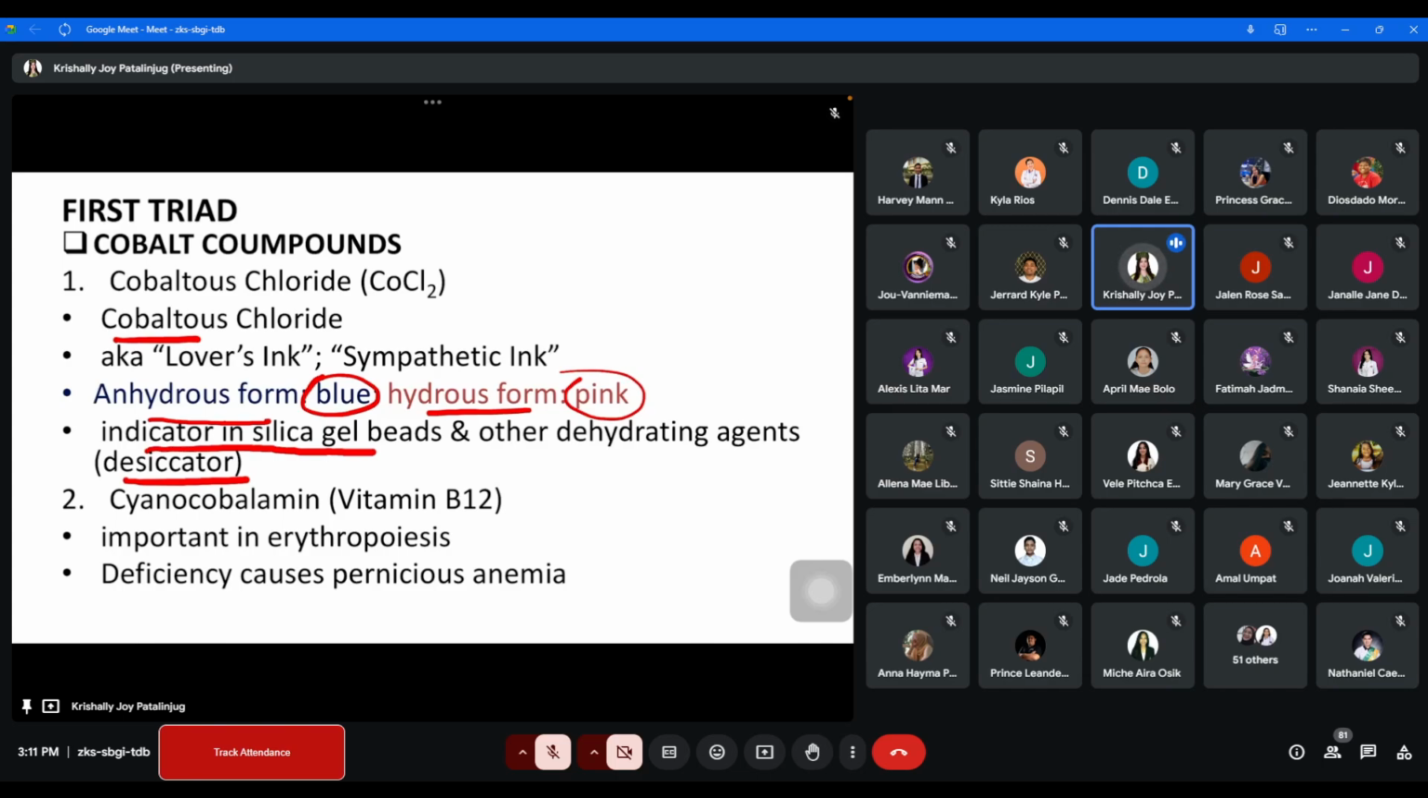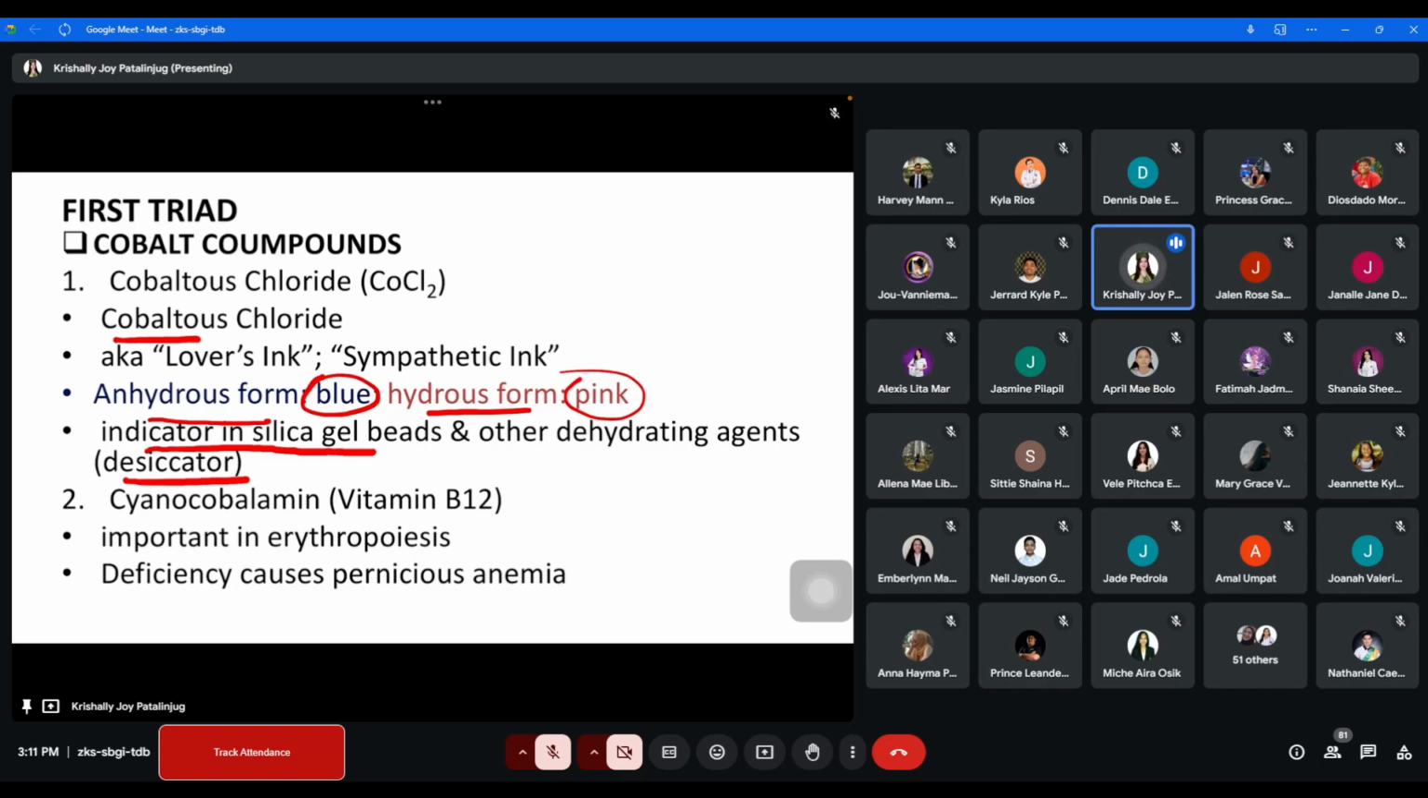Okay, so yan yung use ng cobalt. Ang desiccator kasi, we actually have this sa laboratory. Ang desiccator, ginagamit siya to maintain the moisture of a sample of a sensitive material, if we wanted to have a moisture-free environment for that substance, ibutang nato siya dito sa desiccator para ma-sustain ang dryness.